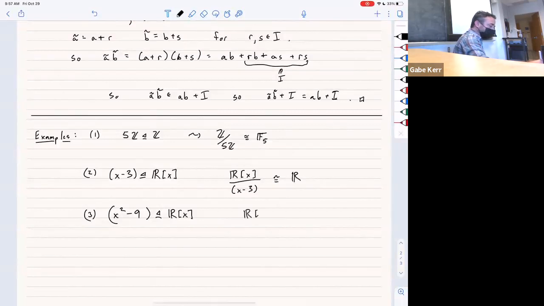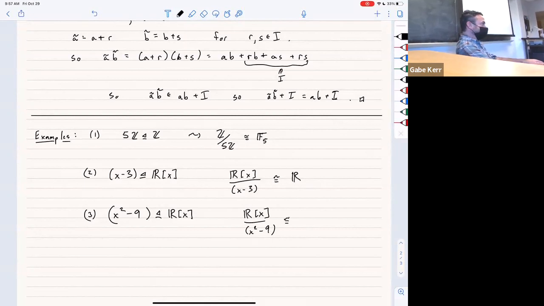So if we take R of X, quotient out by X squared minus 9, what do we get? What do you think? It's kind of a much harder problem. Okay, so that's true, right? So in a sense, this is something you can factor, x minus 3 times x plus 3. The fact that you can factor it means something. I can tell you what it's going to be.